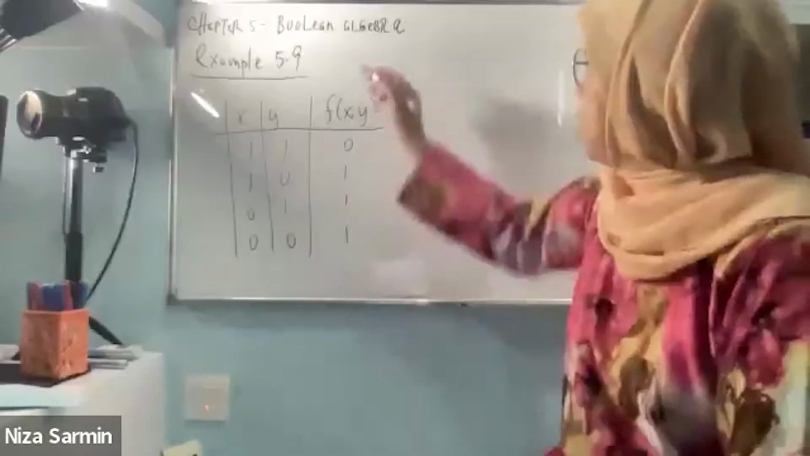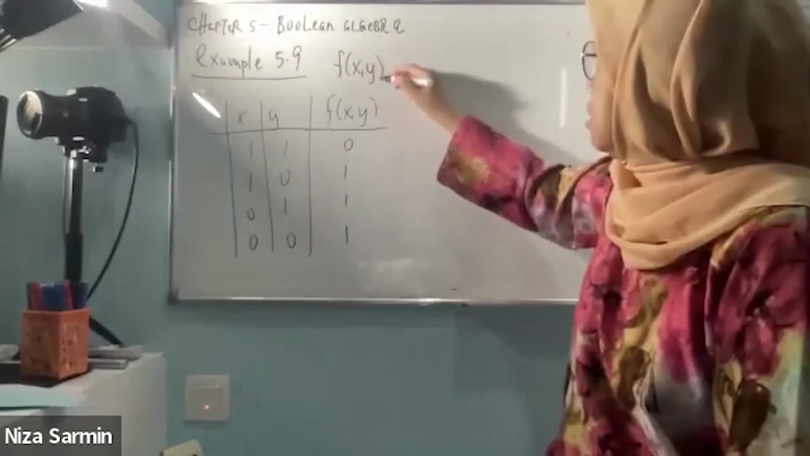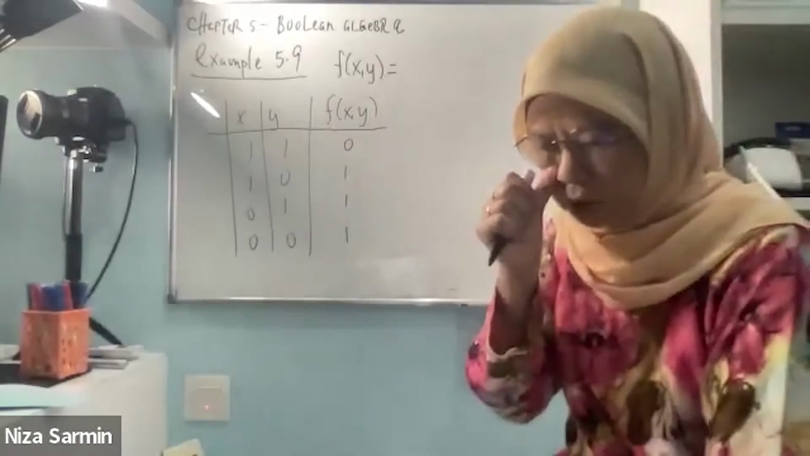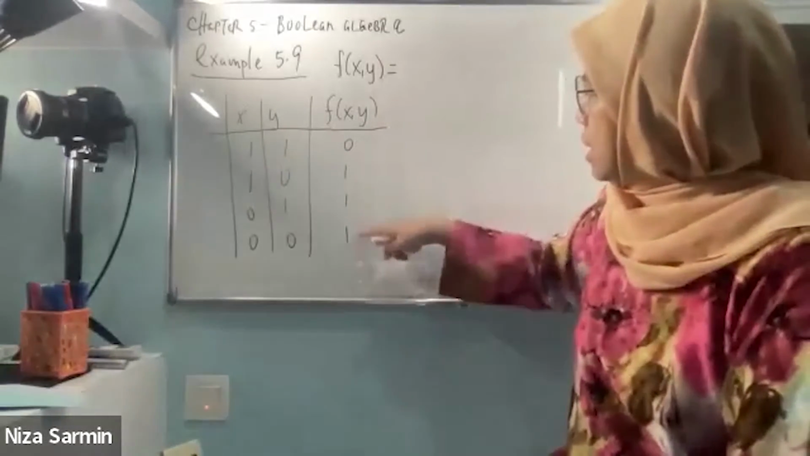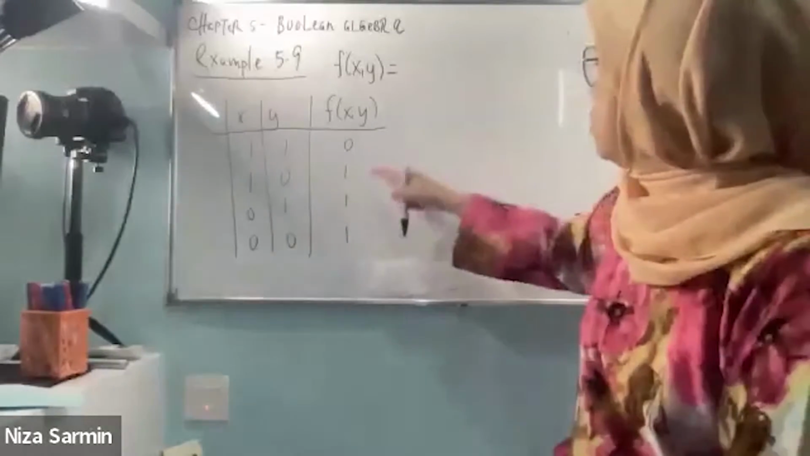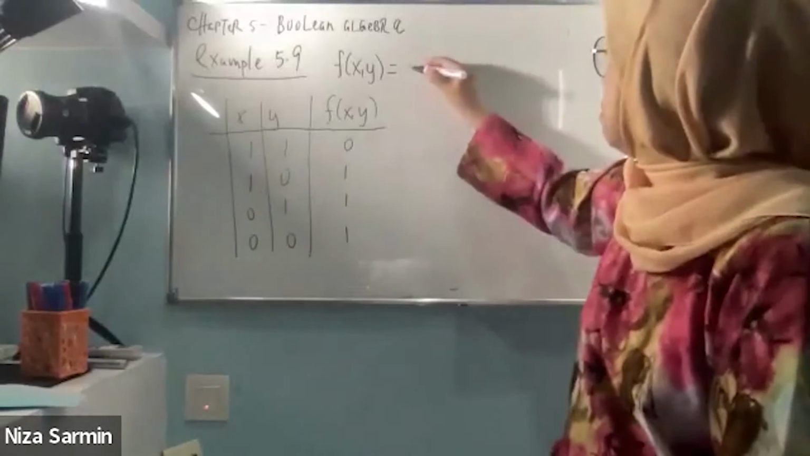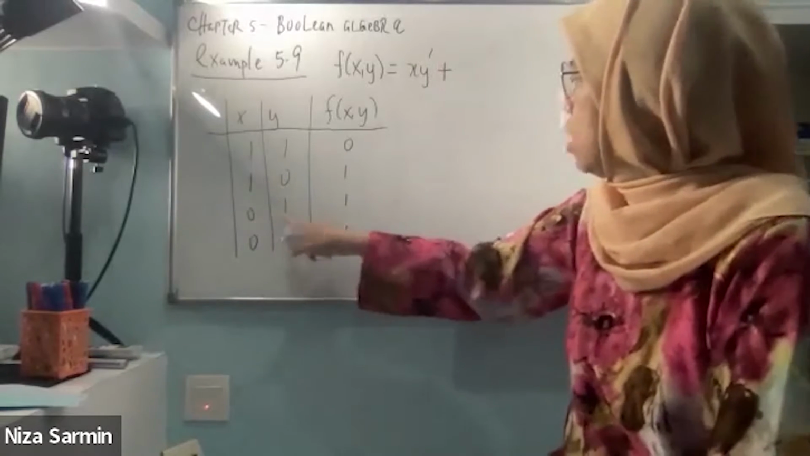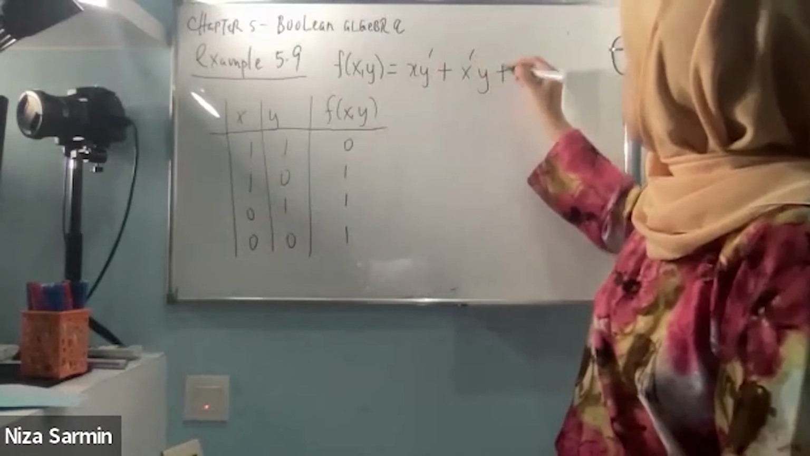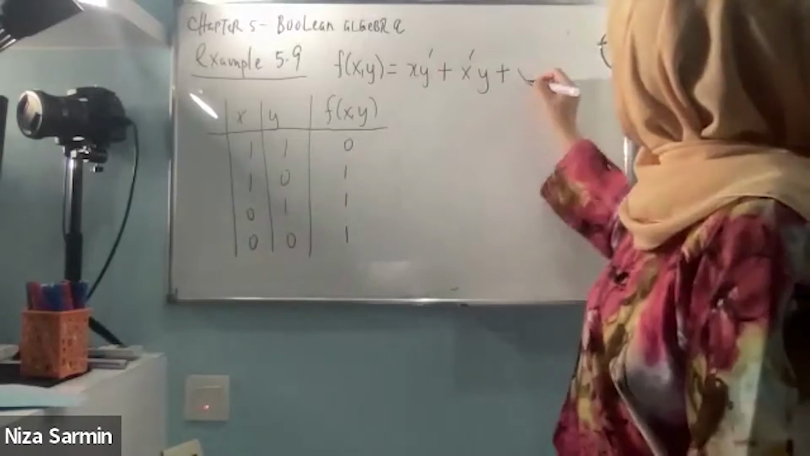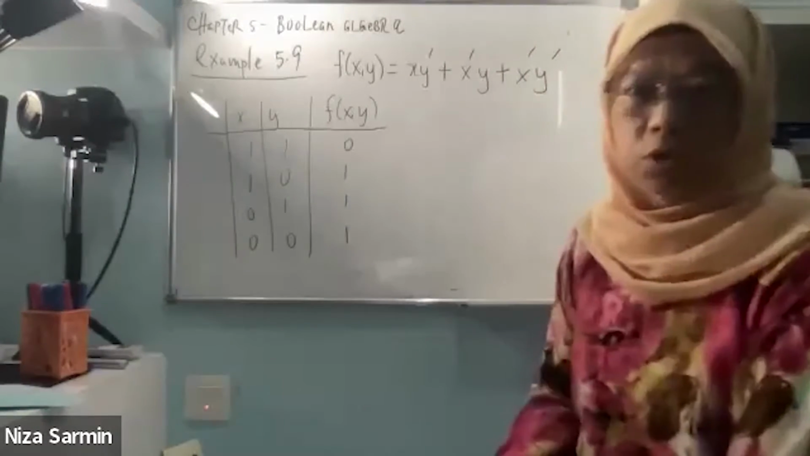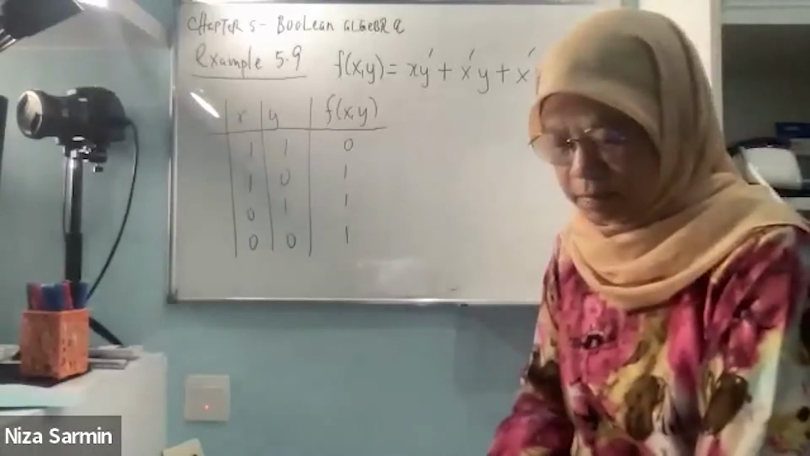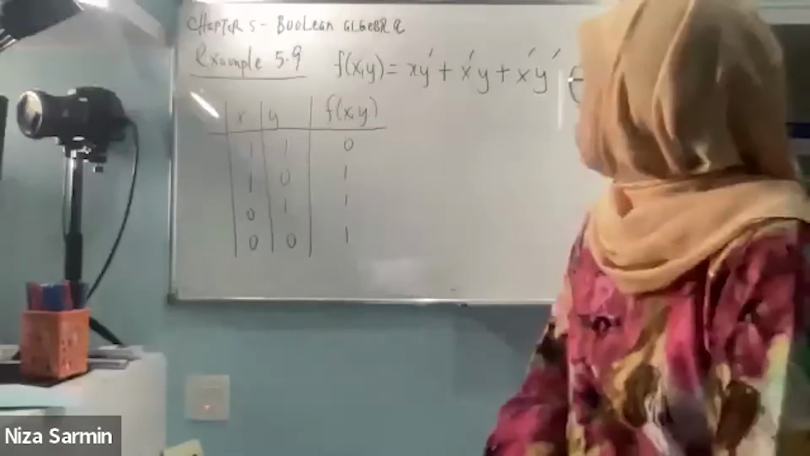Okay. So from this, you can come out with the polynomial. Yeah. So from this, it's 0. So 0, you don't have it. So you will have three terms. Yeah. So the first one will be X, Y prime. The second one is X prime Y. The third one is X prime Y prime. So if you see a 0, it's a prime. Okay, so XY prime plus X prime Y plus X prime Y prime.